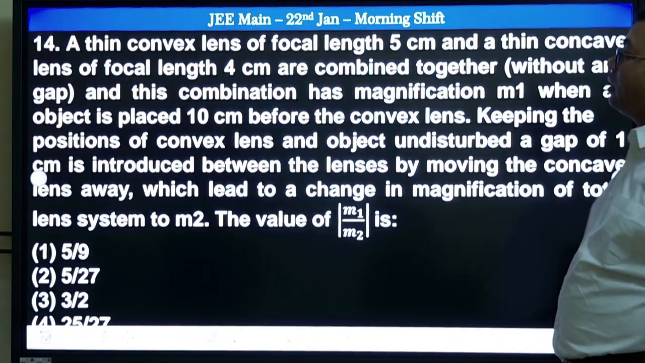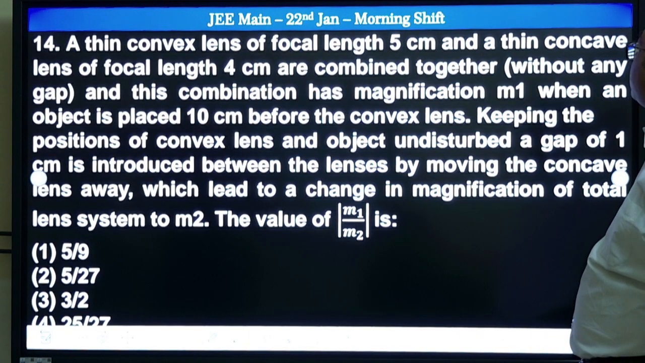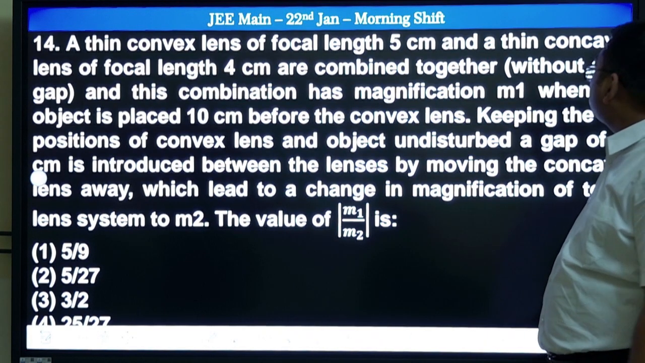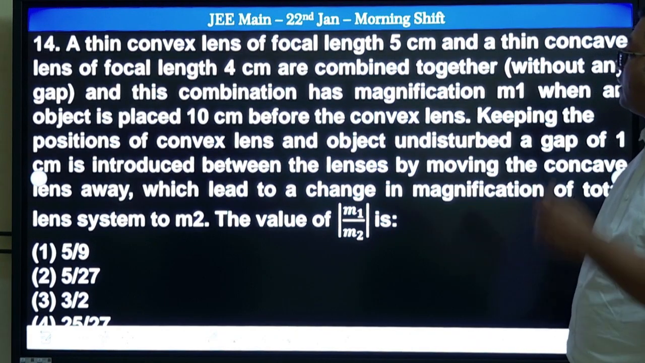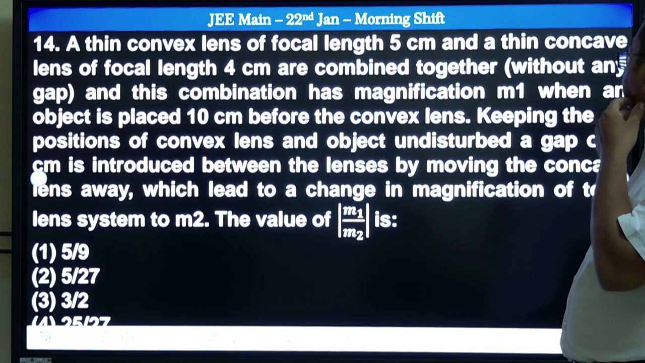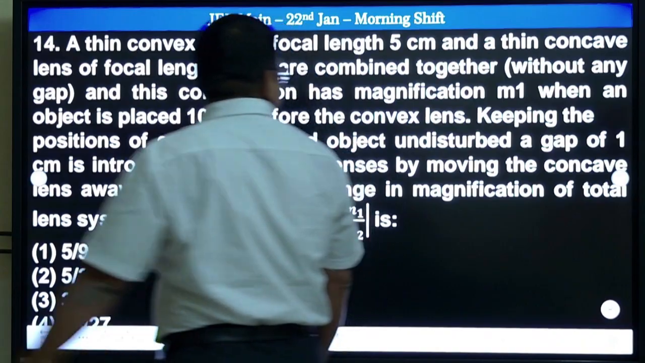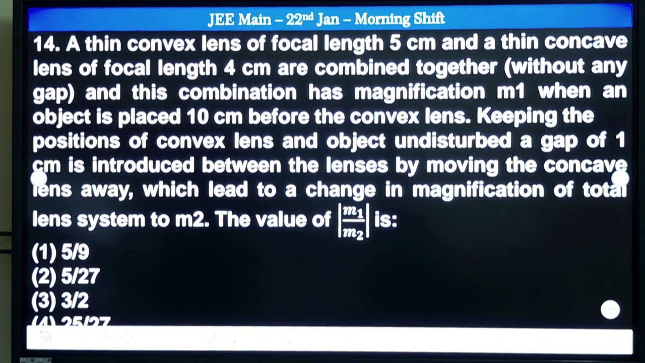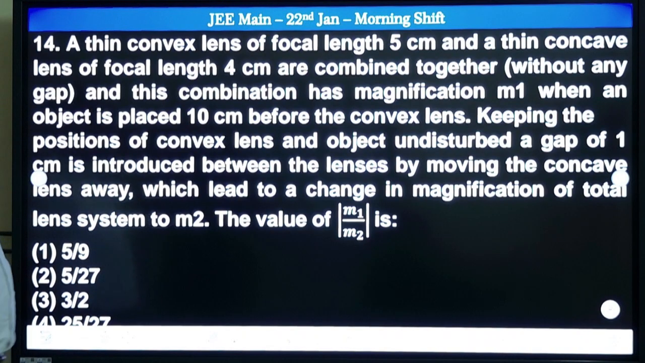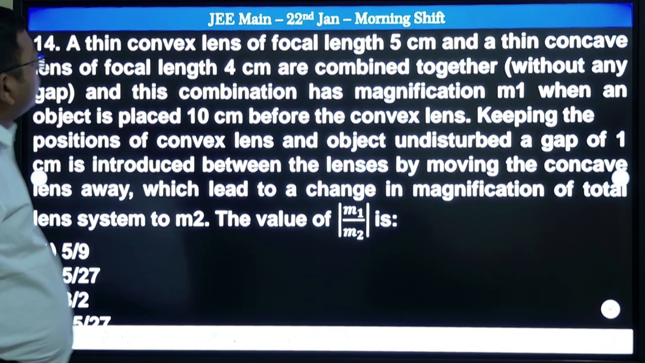Question number 14. A thin convex lens of focal length 5 cm and a thin concave lens of focal length 4 cm are combined together without any gap, and this combination has magnification M1. Keeping the position of the convex lens and object undisturbed, a gap of 1 cm is introduced between the lenses by moving the concave lens away, which leads to a change in magnification. Total magnification of the system is M2. So M1, the magnification calculation, we have to do.